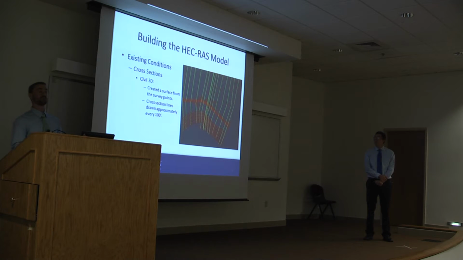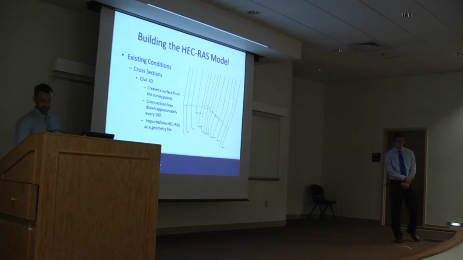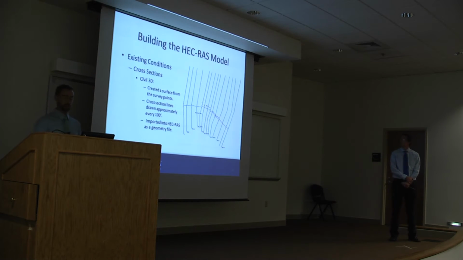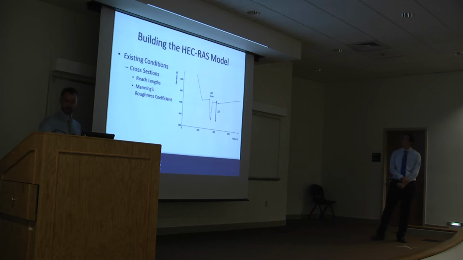And then the next step was to draw cross-section lines along the creek bed. So we took cross-section lines every 100 feet along the center line of the creek bed, and then imported that file into HEC-RAS, which Brian referred to earlier. That file was imported as a geometry file, and then it created this cross-section. This is a sample cross-section in HEC-RAS. If you zoom in, you can tell that the creek averages around 40 feet wide and approximately 10 feet deep.